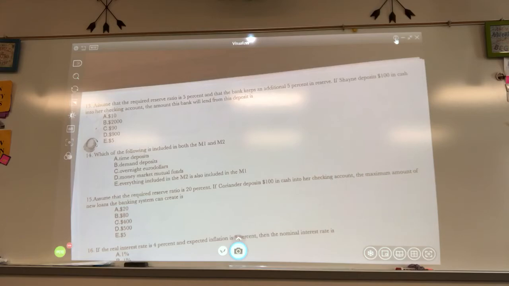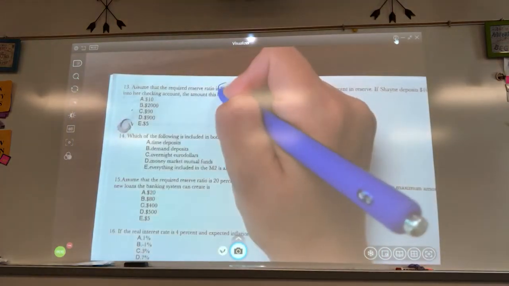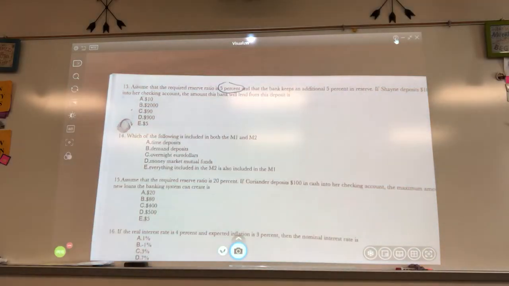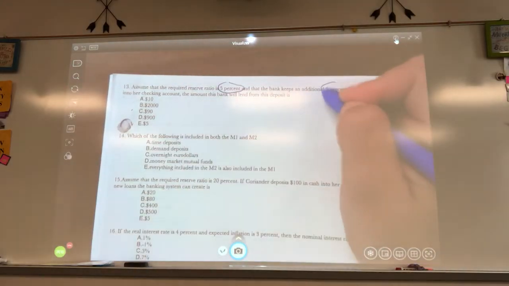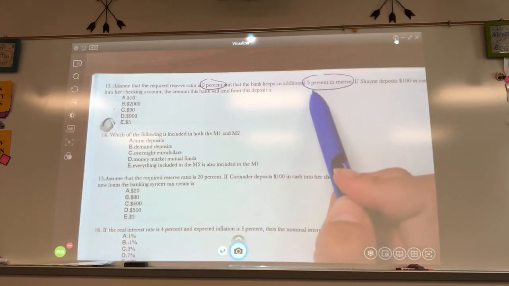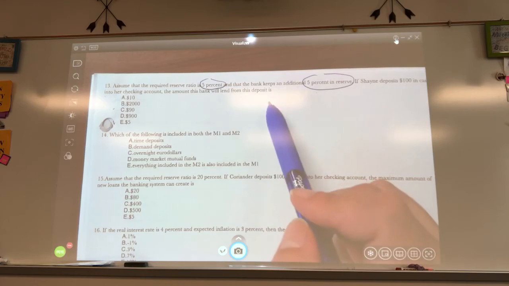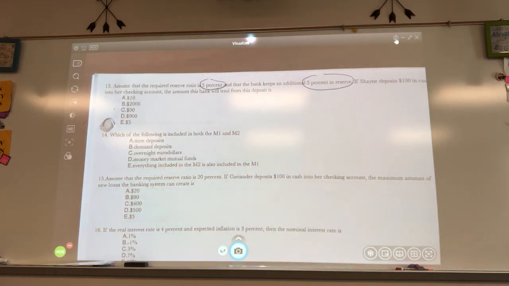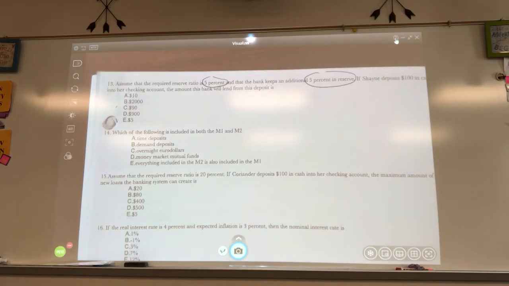13. Assume the required reserve is 5%, so this is important, I'm gonna highlight it. And the bank keeps an additional 5% in reserves. What are they doing here? They've increased their reserve requirement for themselves to be what? 10%. Are they required to do 10%? But they are making it, right?